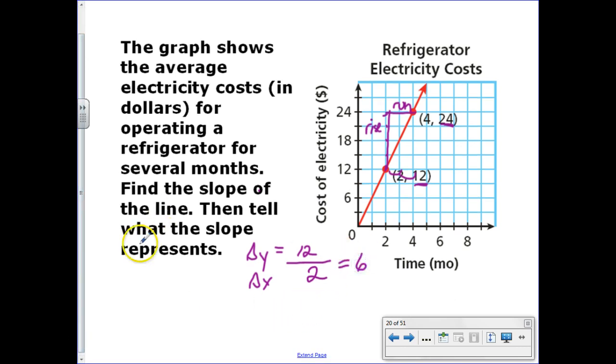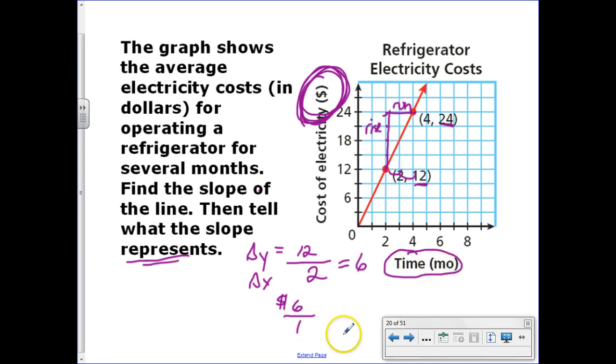This is 6. But it says, tell me what that slope really means now. And here's where it might be convenient or more clear if you leave it as a fraction, because remember that the numerator is your y value. Take a look at what the label is for the y-axis. This is money. Take a look at what the x-axis label is. Months. This is time. So now, what does the slope mean? It means it's positive, so it's a change of $6 a month that it's increasing.